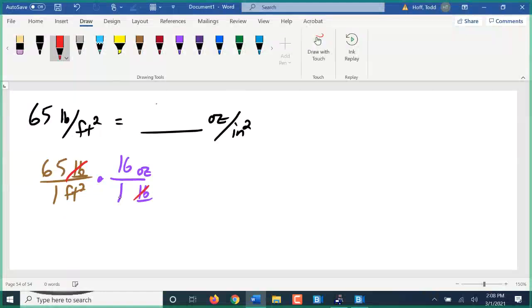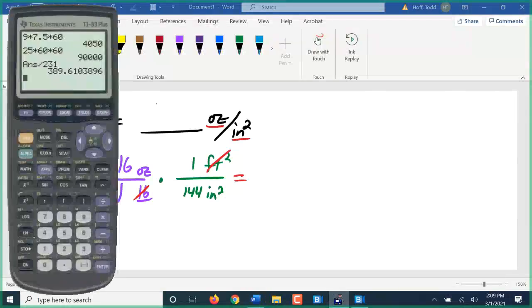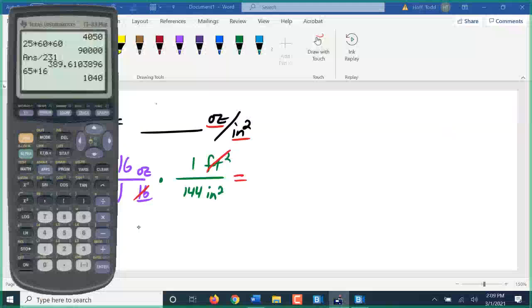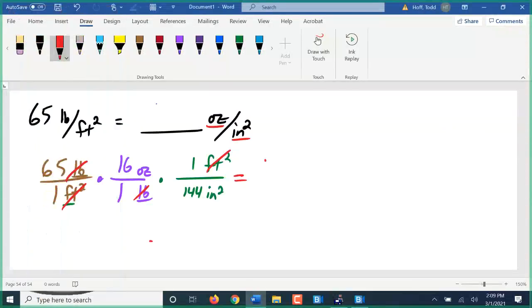So the pounds cancel out. We now have ounces per square foot. It's closer to ounces per square inch. So I have to get rid of the square feet. Square feet is on bottom here, so we're going to put it on top. 1 square foot is 144 square inches. So the square feet cancel out. We now multiply 65 times 16 times 1, is that 1,040, okay? 1,040.